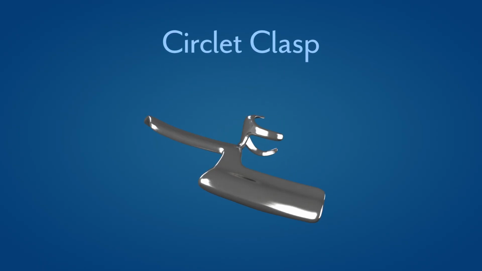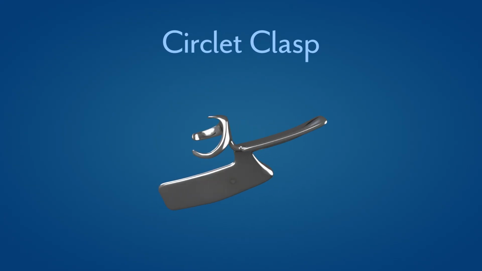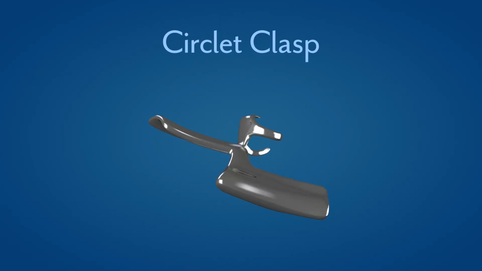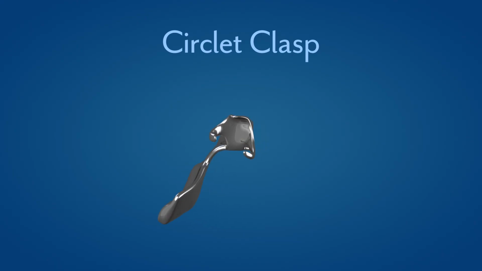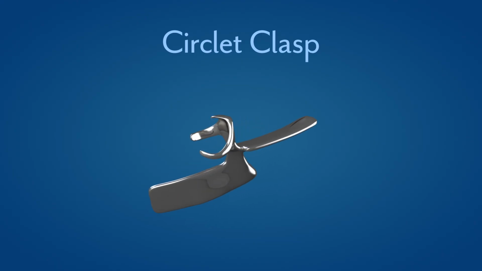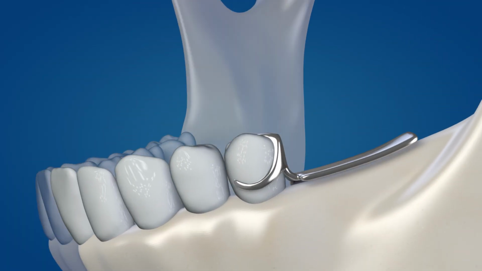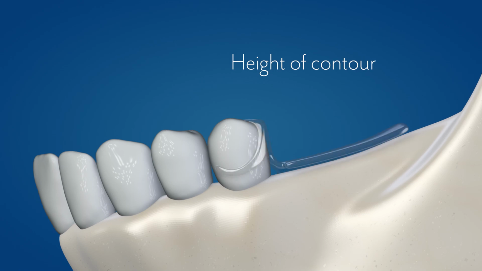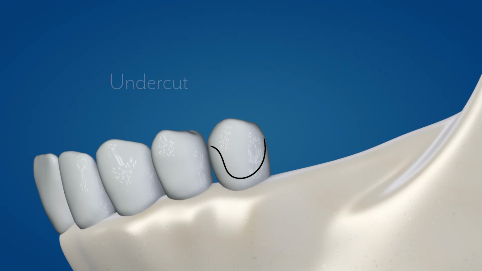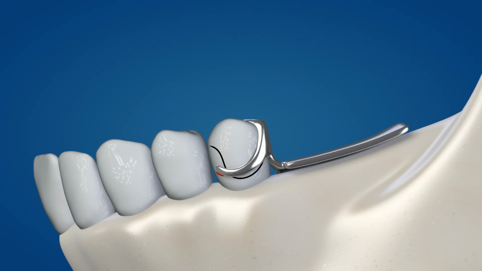Let's begin with the most historical and traditional of the cast clasping systems, which is the circlet clasp assembly. For this scenario, the facial height of contour is indicated here in black, and the measured undercut is denoted in red. Viewed from the facial, the framework and retentive element would appear as shown here.